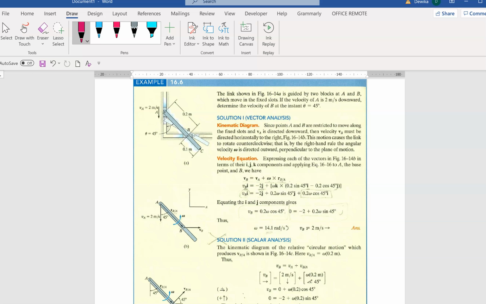This can be a bit tricky, so I want you to actually pay attention. There are two methods to solve: solution 1 and solution 2, vector analysis and also scalar analysis. I don't actually encourage students to use scalar analysis because sometimes when the question gets very complicated, it's very difficult to find which axis, I, J, or K, or X, Y, Z, which axis.